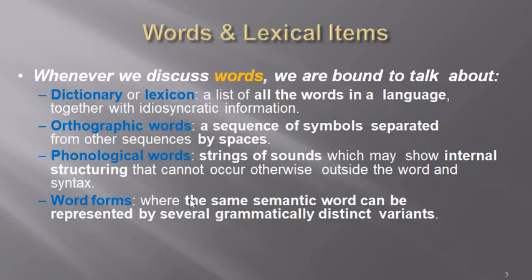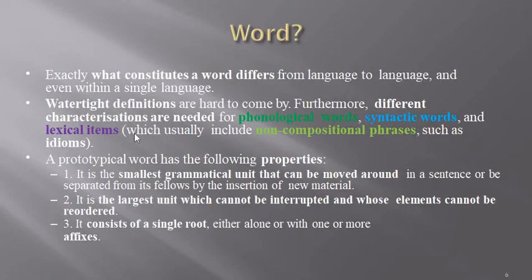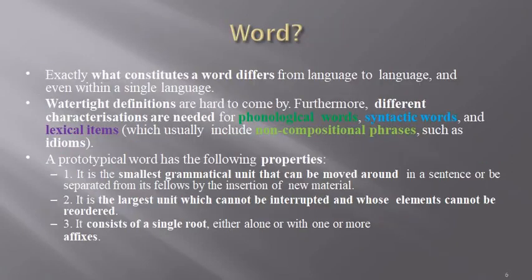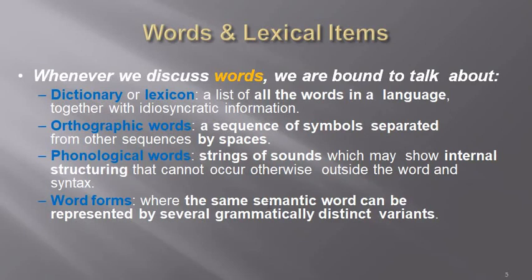So we do talk about words from all these angles. The question arises: how to define the word? What is the word? As I already told you, it has different descriptions: dictionary, list of words, orthographic on the basis of the spaces, phonological on the basis of the sounds, and word forms on the basis of the syntactic or grammatical structure, the classification and distinction of the word. Although from a semantic point of view they have different meanings, from a grammatical or syntactic point of view they fall under the same category.